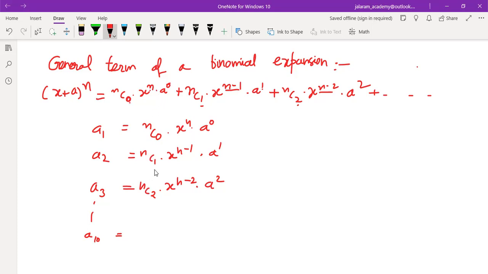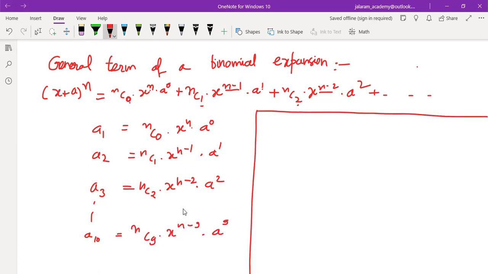Sir, nC9 x^(n-9) and a^9. Okay. Means this is the 10th term and this is 9.